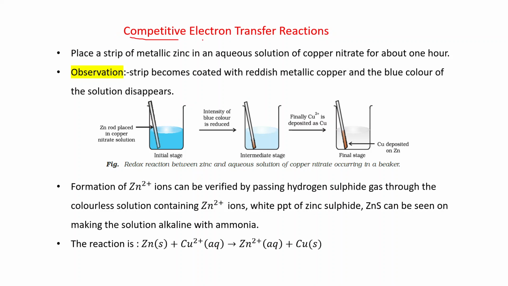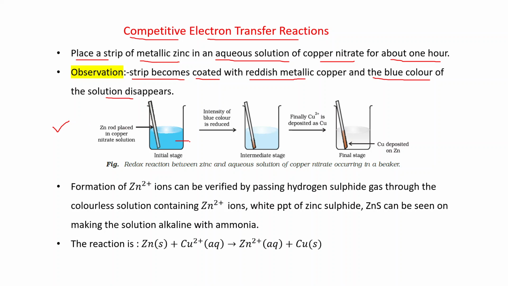Now, competitive electron transfer reactions. Place a strip of metallic zinc in an aqueous solution of copper nitrate for about 1 hour and observe what will happen. The strip becomes coated with reddish metallic copper and the blue color of the solution disappears. This can be expressed in this diagram.